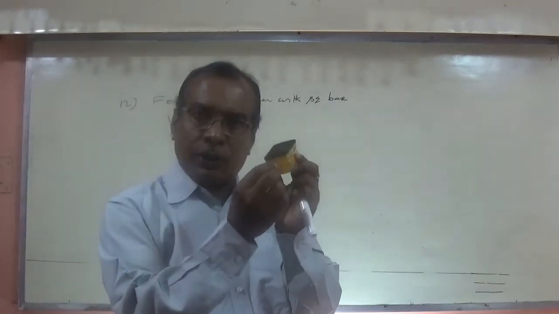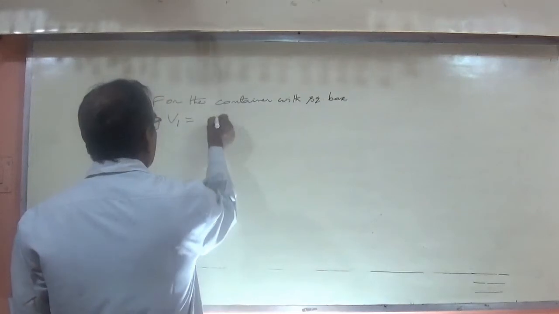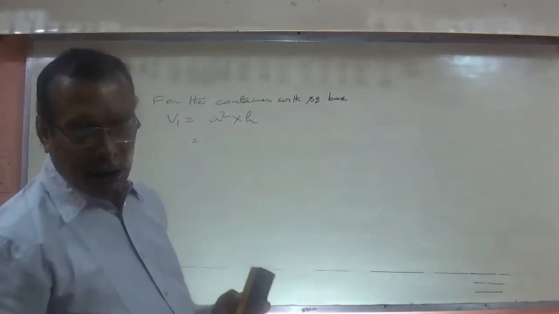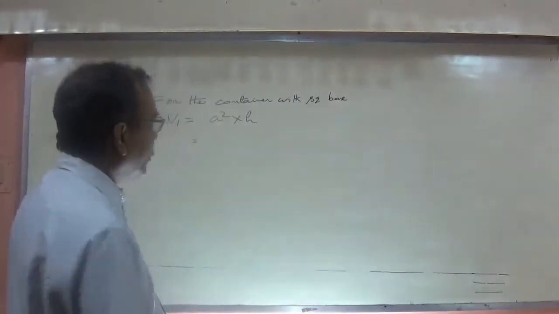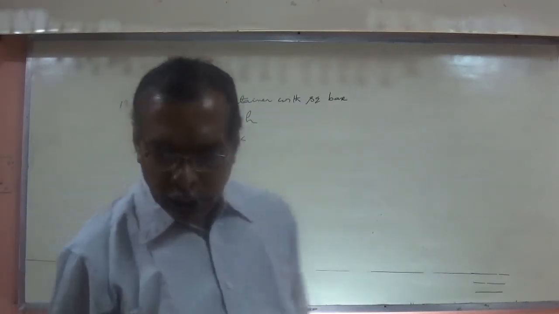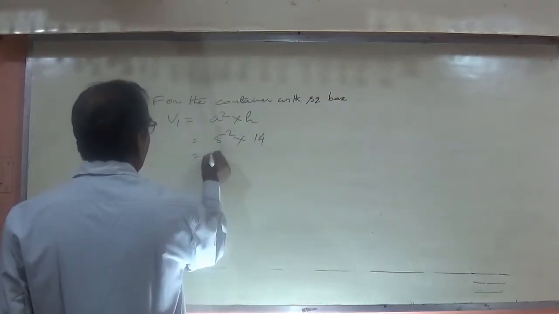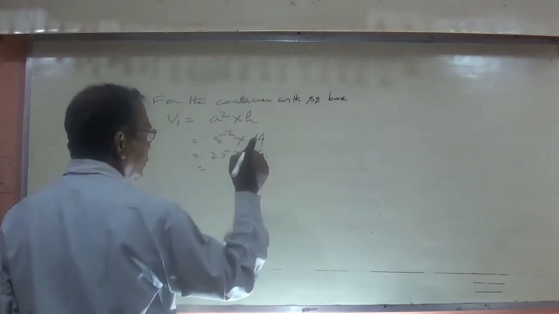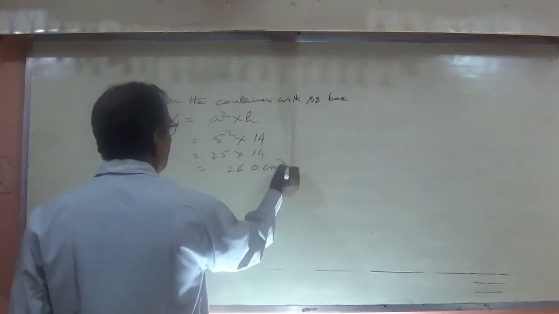This is the area of cross section, which is equal to a square into h. So a square into h. What is a here? Each side of the square base. In question number 12, a is 5, so 5 square into height, which is given as 14. 25 into 14. 25 fours are 100, carries 1. 25 ones are 25 plus 1 is 26, so 350 centimeter cube.